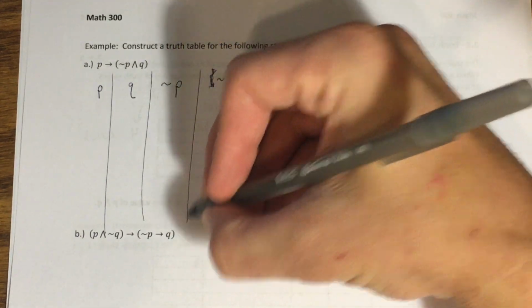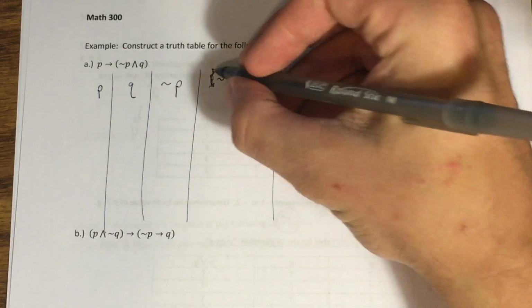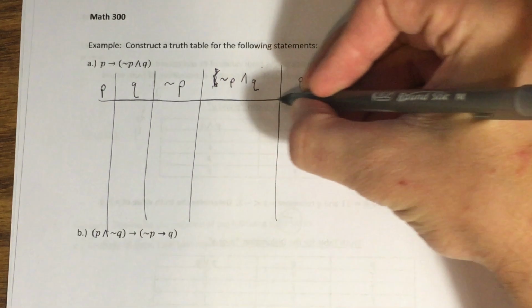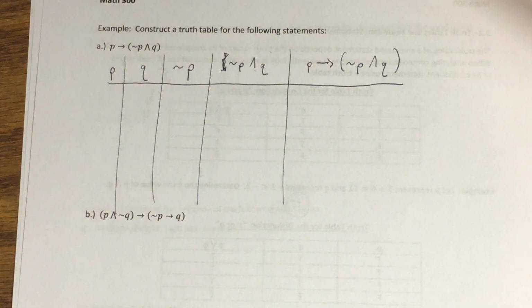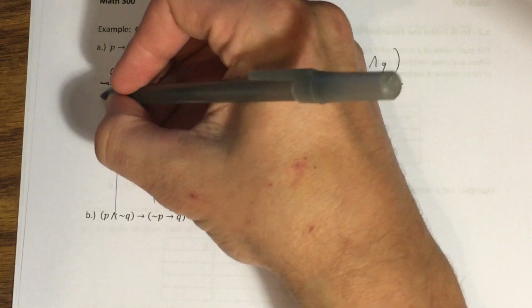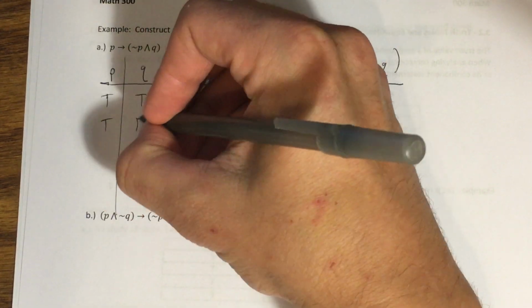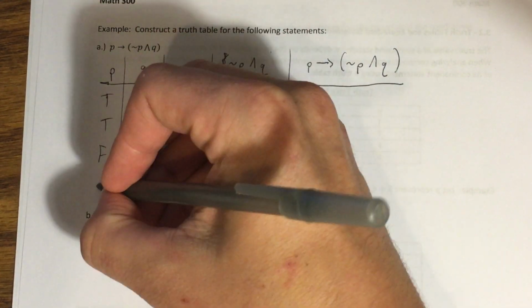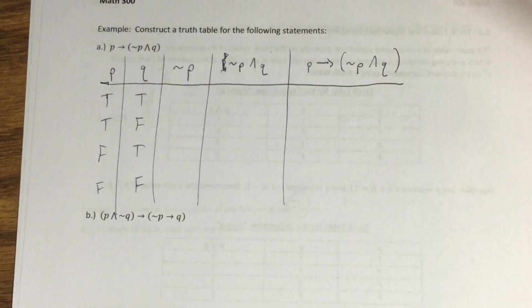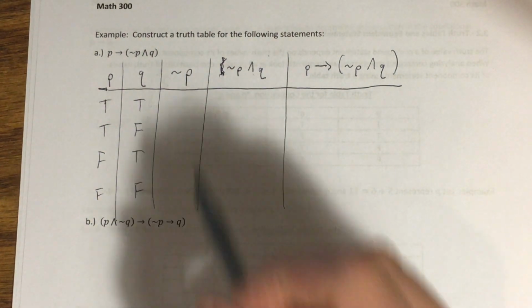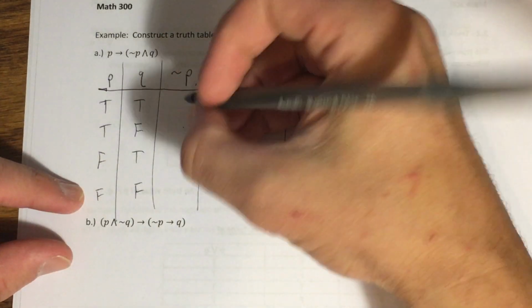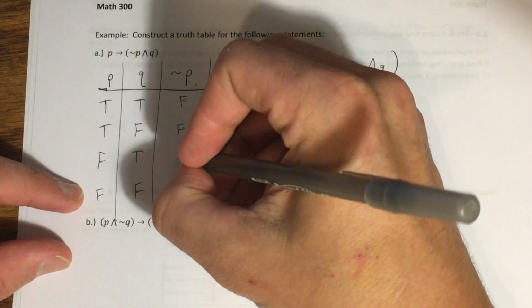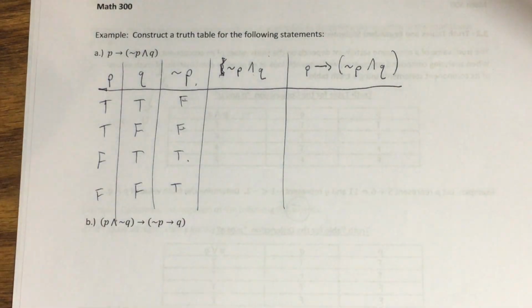So let's make some columns. Pardon the sloppiness, kind of scribbling out that parenthesis right there. All right. Now we know what these first 2 columns should look like because we've done these enough times. True, true, true, false, false, true, false, false. And the third column is easy as well because it's a negation, so we just do the opposite truth value that we see in our P column. False, false, true, true.